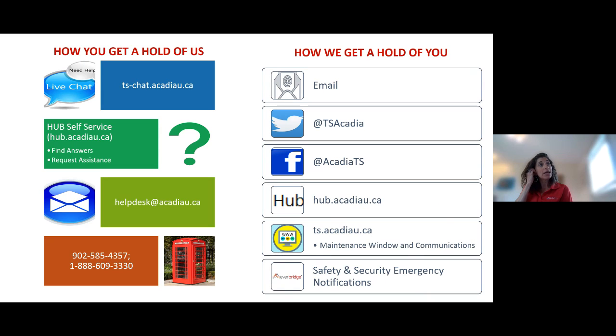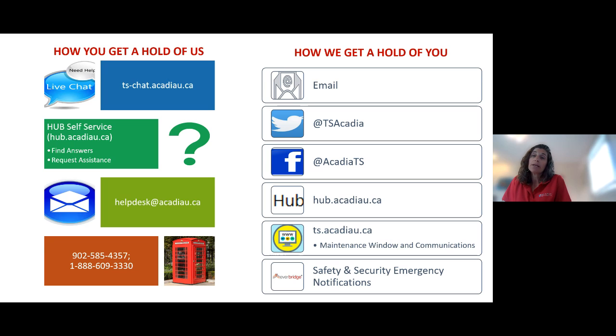So sort of how to get a hold of us, and I just sort of referenced it. We have a live chat function. You can find it at ts-chat, or you can go to the hub or our main Acadia website and you'll see the icon for the live chat. I've talked about the hub self-service portal. Again, there's a whole section of curated articles on all the things we've talked about and more, to give you some self-help guidance. If you're really struggling and you can't find it, you can always just put in an assistance request and somebody will get back to you right away.